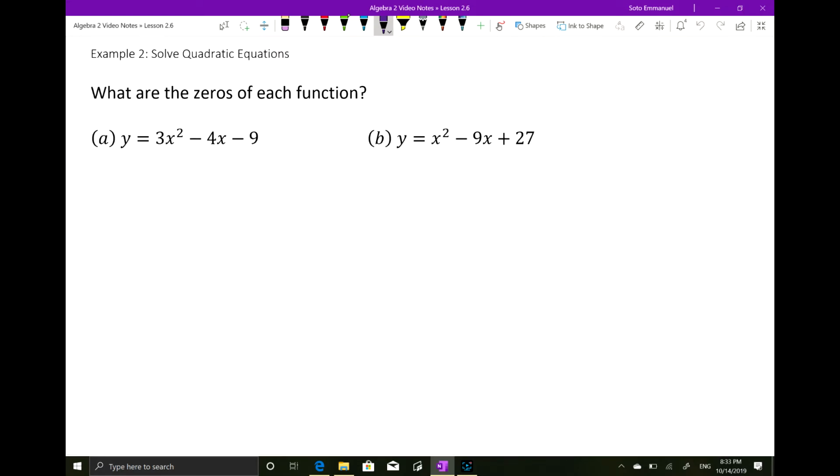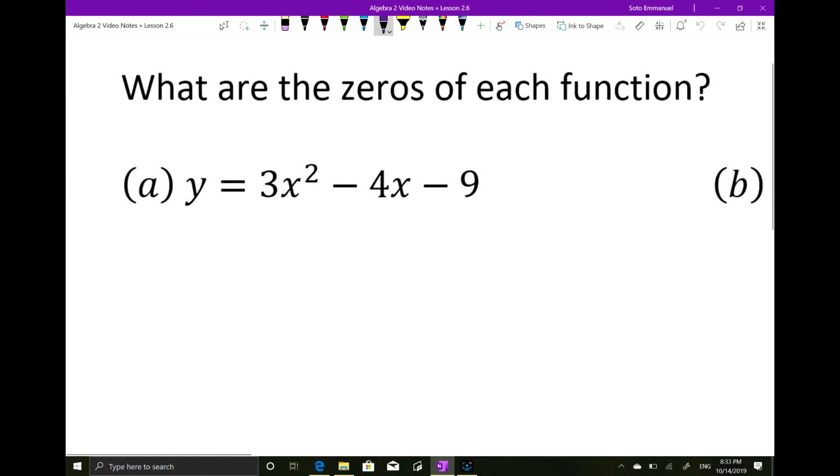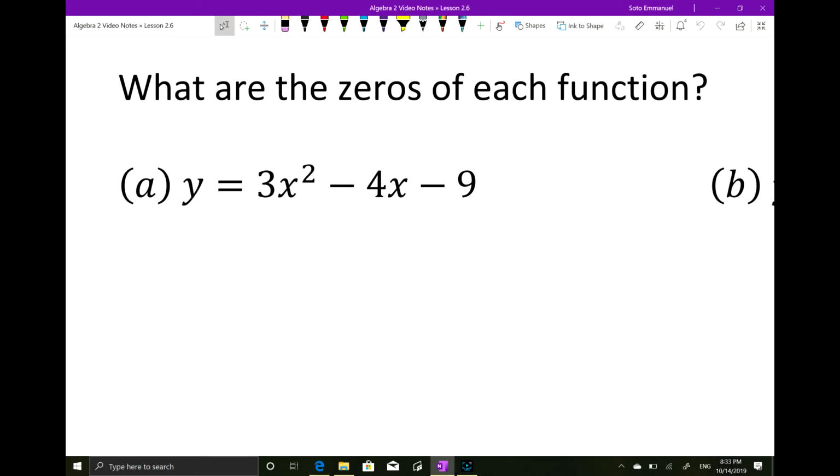All right, so now let's actually talk about how we solve a quadratic function using the quadratic formula. So this is known as finding the zeros, or the roots, or the x-intercepts. So how do we find the zeros? Well, to find the zeros, you set y to 0, right, first off. So we set y to 0.